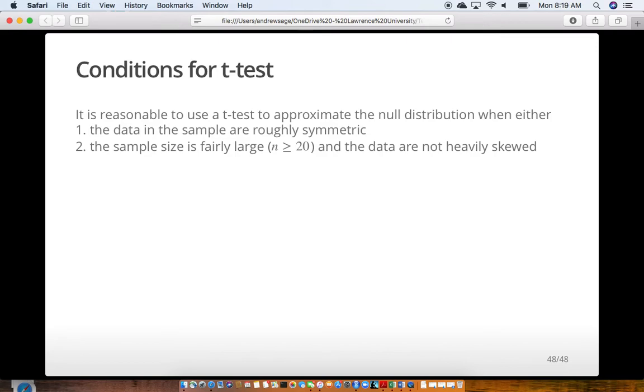As we saw with categorical variables, there are also conditions for when it's appropriate to use a t-distribution for quantitative variables. This approximation is reasonable as long as one of two things holds. Either the data in our sample should be roughly symmetric, or our sample size should be fairly large, we'll say greater than or equal to 20, with the data not being heavily skewed.